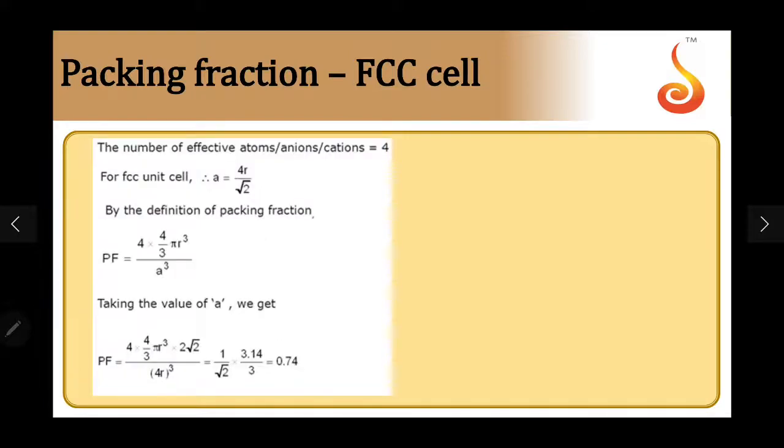In case of FCC, what happens? a is nothing but 4r by root 2 and 4 particles. So packing fraction is equal to 4 into 4/3 pi r cube, and a cube I can substitute as 4r by root 2 whole cube. Simplify that, you get the packing fraction as 0.74. 74% occupied.